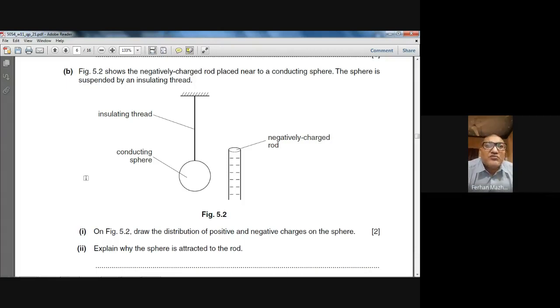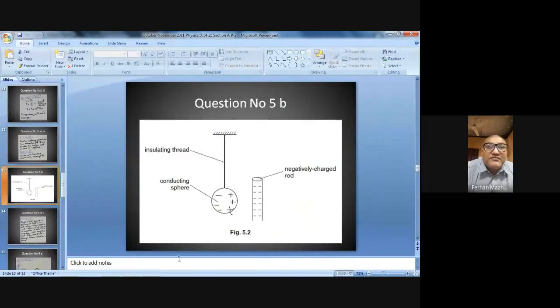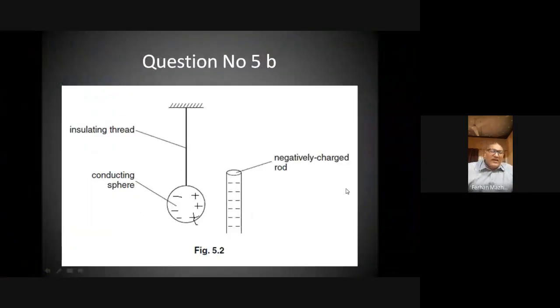Let me show you. It is 2 marks, and you have to work on the diagram. I've done this, and let me show you. You see, when you bring this negatively charged rod near the metal sphere, from the right side of the sphere the free electrons will be repelled and they will go to the other side. So the right side will become positive and the left side of the sphere will become negative.